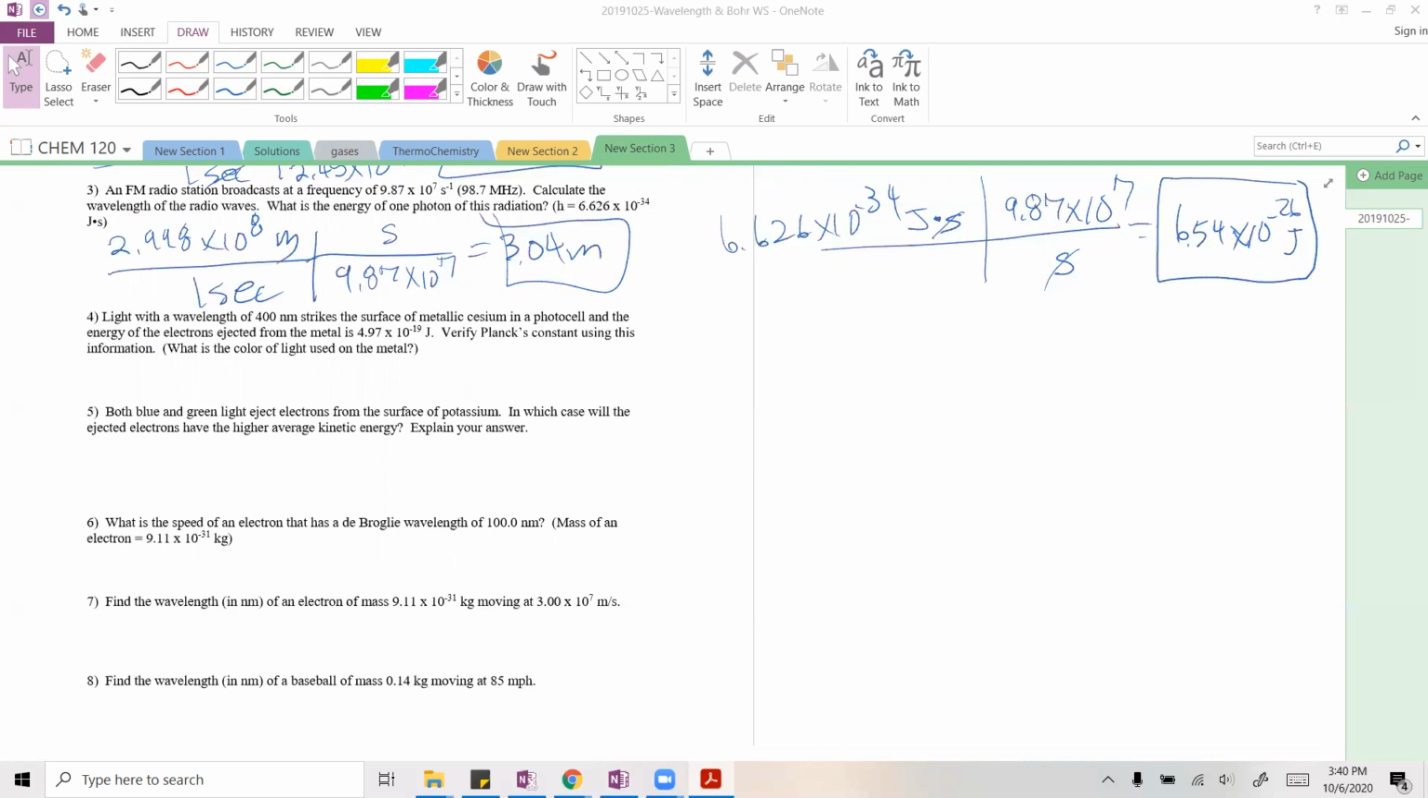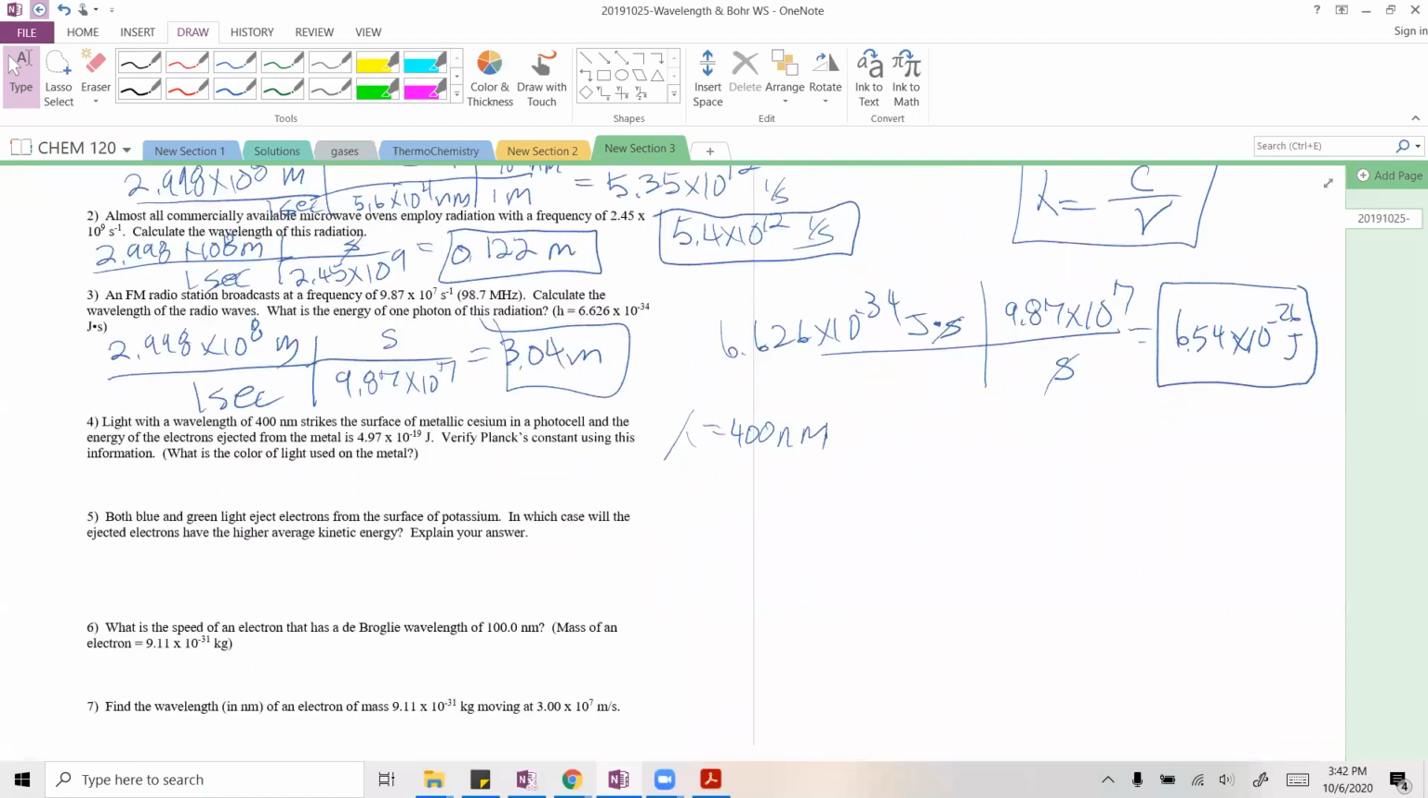So what we want to do is we want to have our light coming in with a wavelength of 400 nanometers. And so it's causing this energy to get ejected. And so what we want to try to figure out is how much energy there is from our wavelength versus the electrons that are being kicked out. So we're basically assuming that the energy of our light is equal to that energy of those electrons that are getting kicked out.